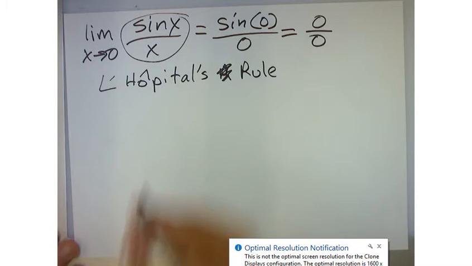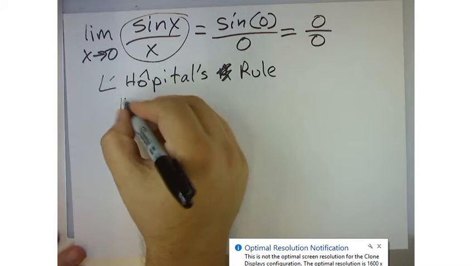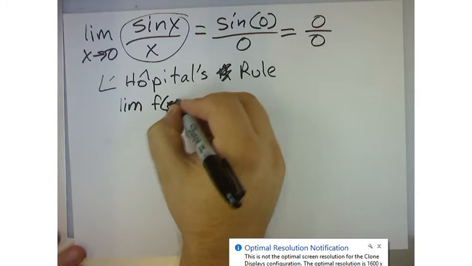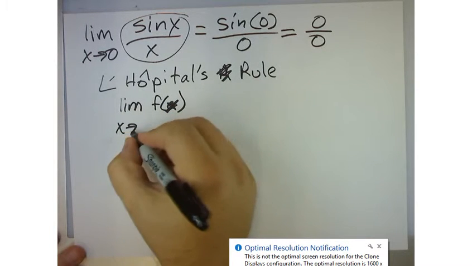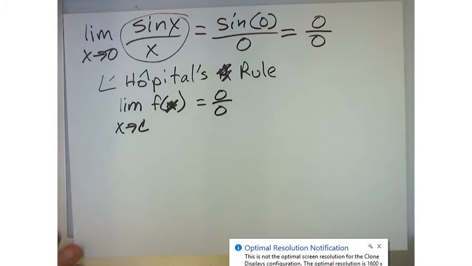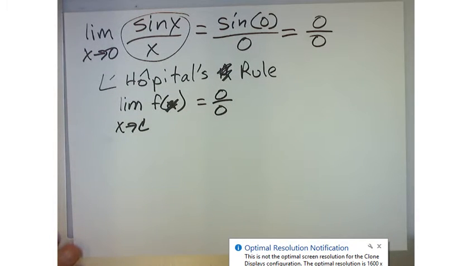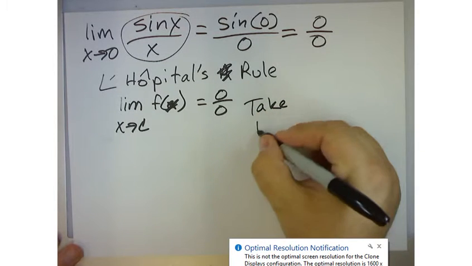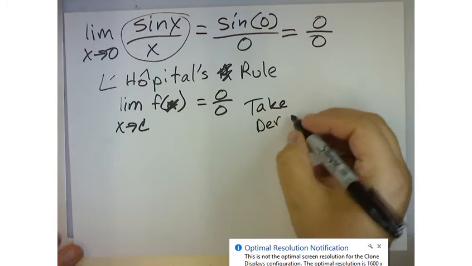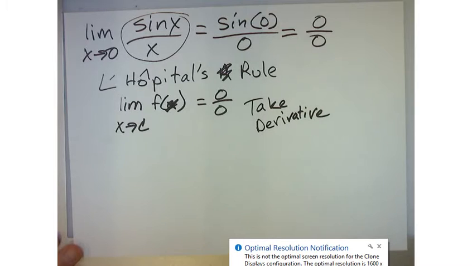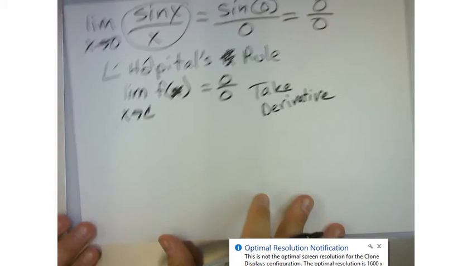But L'Hopital's rule is basically if I take the limit of a function, as x approaches some value c, and I get 0 over 0 as one of the answers, L'Hopital's rule is basically I can take the derivatives of the top and bottom. And we'll do a more formal explanation of all this later on down the road, but since you guys asked, I wanted you to know this.